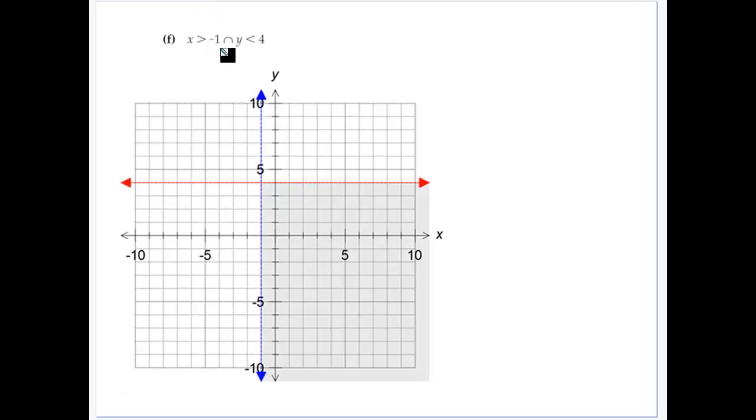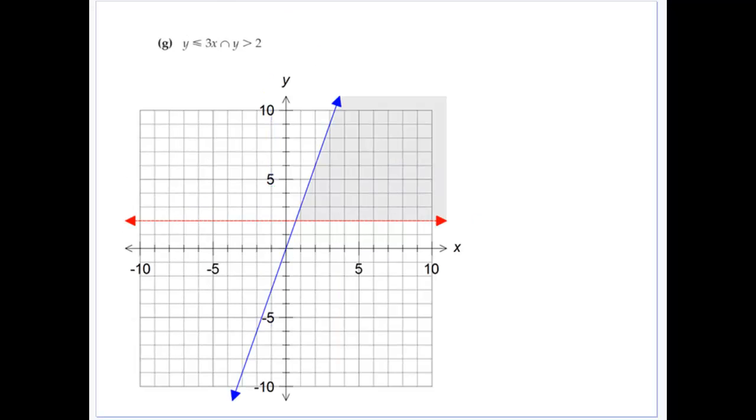And again, a vertical line of x is greater than minus 1. So it's to the right of minus 1. And y is less than 4. So we graph 4 and it's below there. Again, we might want to put an open circle where they intersect, so that doesn't look like that is part of the region. So that's how we go about doing the intersections of lines.